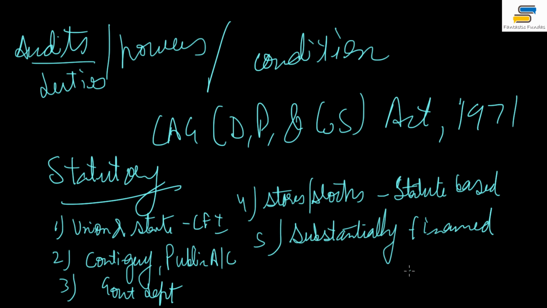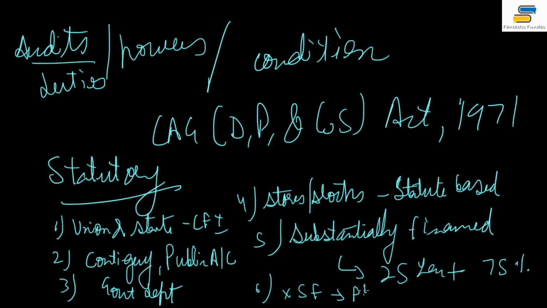Now what do you mean by substantially financed? That means that at least 25 lakh rupees was financed, and the second condition is that the loan or grant given was at least 75% of the total expenditure of the body. So if it is more than 25 lakhs and amounts to 75% of the total, then the CAG audits it. That's the typical thing. Number 6 is any body or authority which is not substantially financed, but on the request of the president or the governor, it can be audited by the CAG.